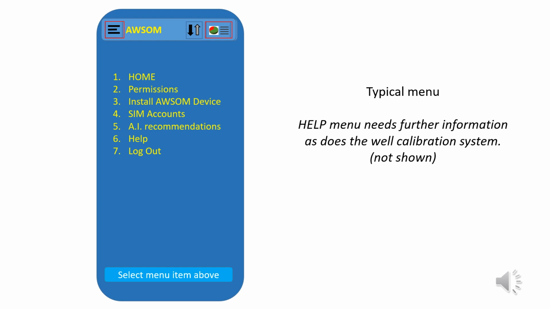Item 2 is the permissions, so who can see what on this chart, who can add wells and who can take them away and say things, and who can install them. Item 4, the SIM accounts. Obviously, we need to make sure all the SIM accounts have got credit on them, otherwise the wells will stop working. We need AI recommendations.